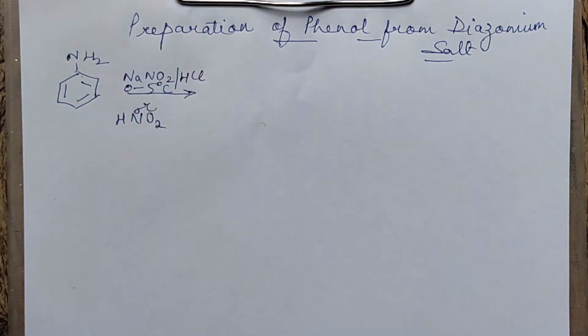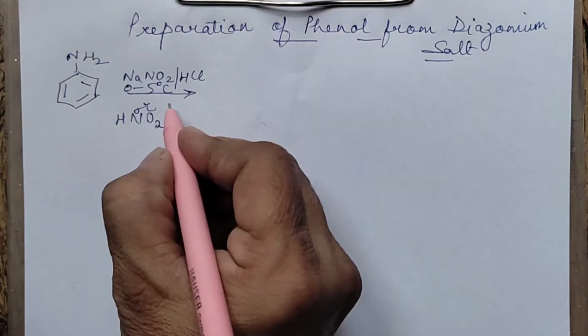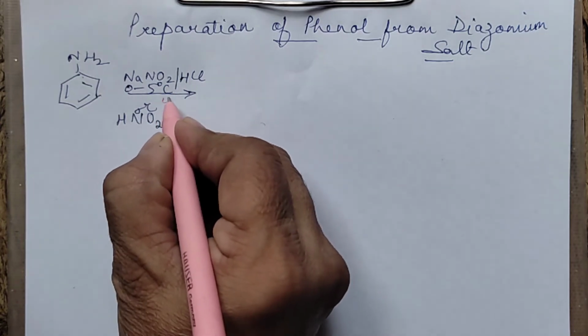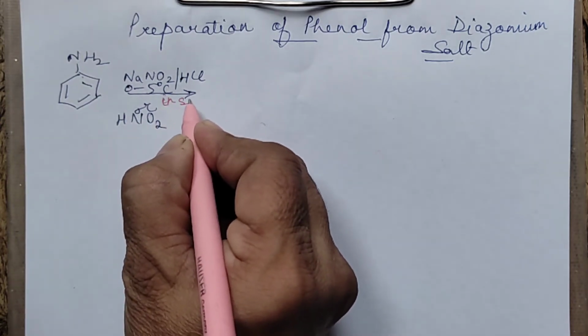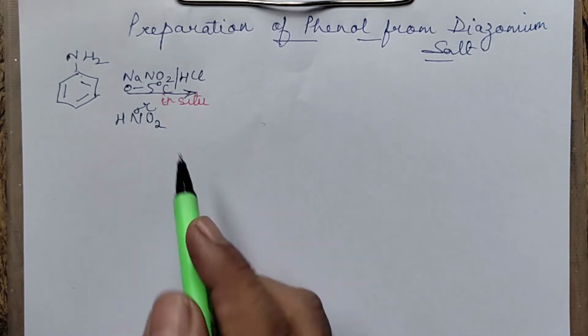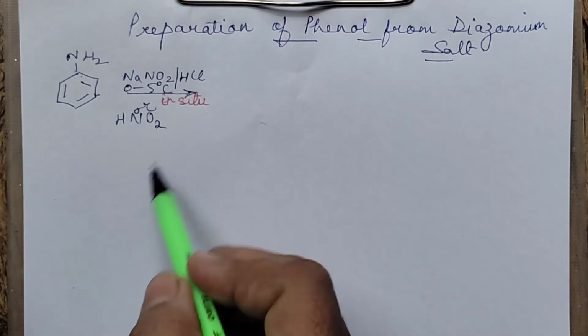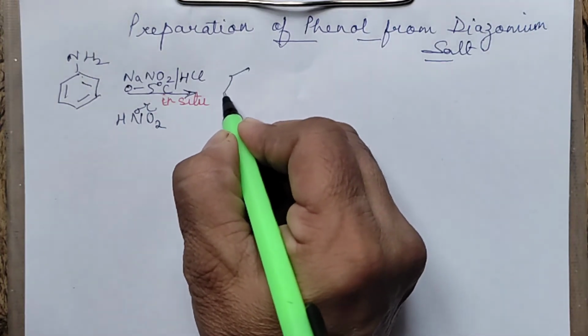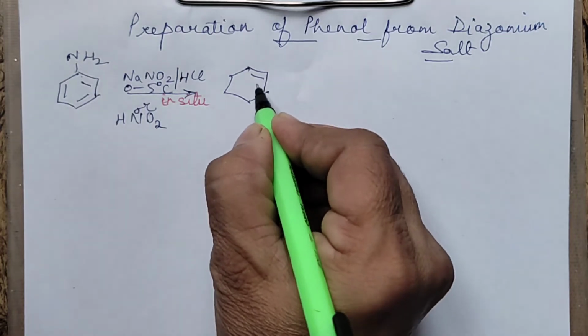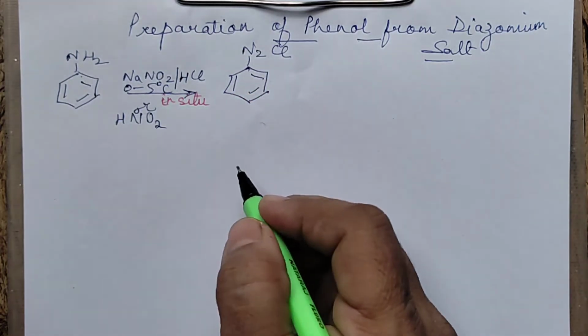Because HNO2 is very unstable, it cannot be directly stored in the lab. So it's always prepared in situ. We use this term: HNO2 is prepared in situ. In situ means within that reaction it is prepared. So you will be mixing these two, and these two will react and will form HNO2, which will carry out the reaction. So if we just write the reaction, in the first go it is forming diazonium salt.